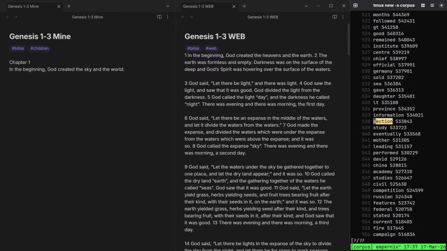Section is a lot more common, which makes sense. I think it's more common in everyday language, too. Although books have chapters, and kids will talk about book chapters. I don't think there's a strong reason to change the word chapter, but it's something to think about.